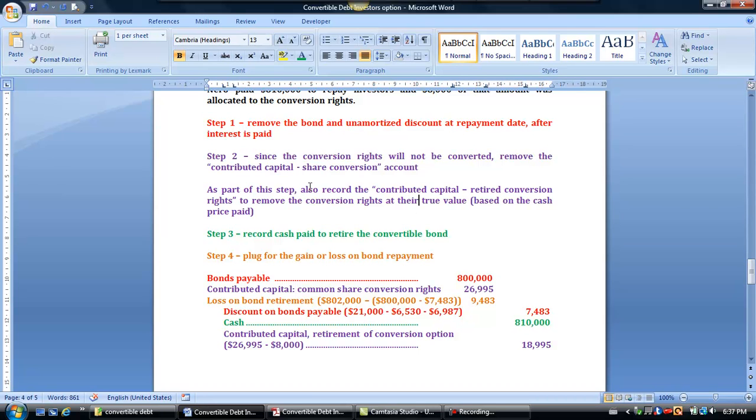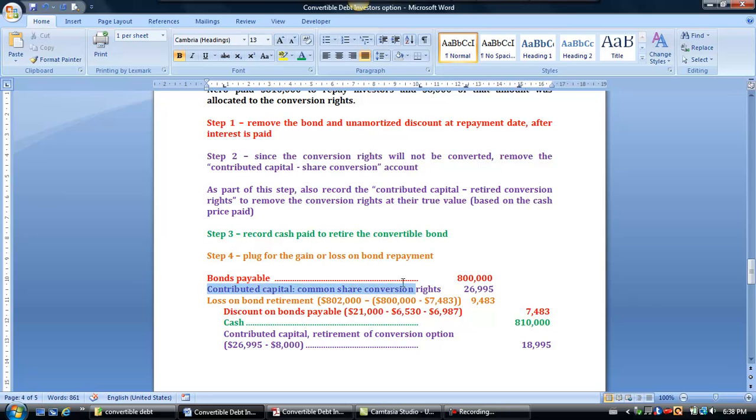Again, part of this step is also to record the contributed capital on what we call retired conversion rights, to remove the rights at their true value based on the cash price paid. In other words, when we gave our $810,000 out, part of that $810,000 represented $8,000 in rights. Right now we've got those rights on our books at $26,995. So when we remove them, we want to reflect the fact that they're really only worth $8,000, not $26,995. So we take them off.